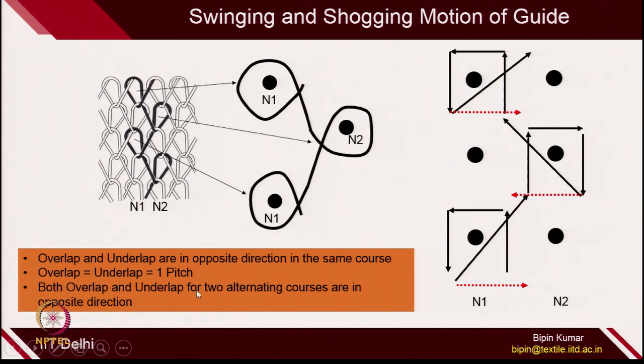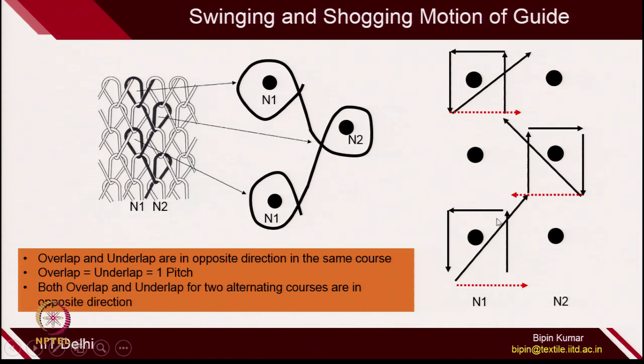Both overlap and underlap for two alternating courses are in opposite direction. If you see, because the guide is repeating after every two courses, the first underlap direction is from left to right, the second underlap after finishing the second course is from right to left. So, this is how they are changed.